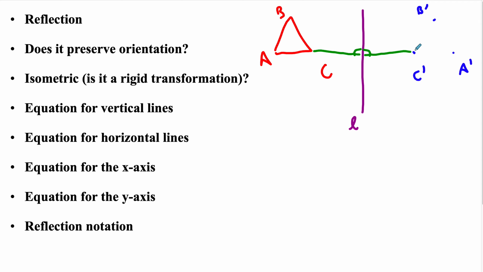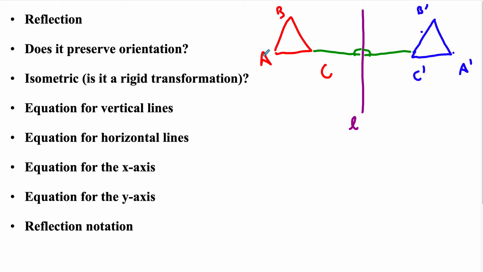And so we end up with a reflection, meaning that the shape has been transformed over the line such that the perpendicular distance of each of the points, in this case the vertices, but also any point, is the same. The distance from here to here and here to here are going to be the same, but on the opposite side.